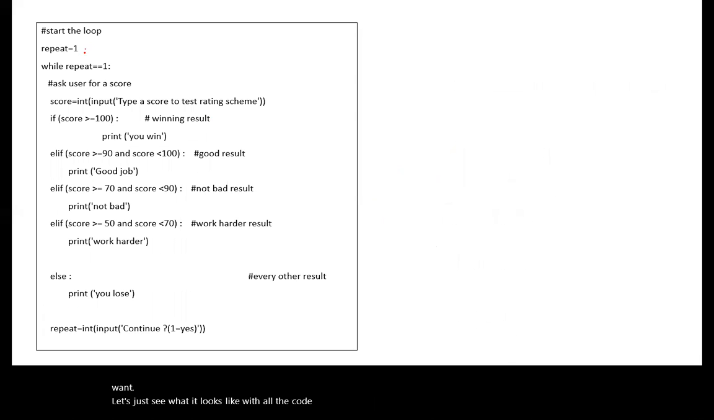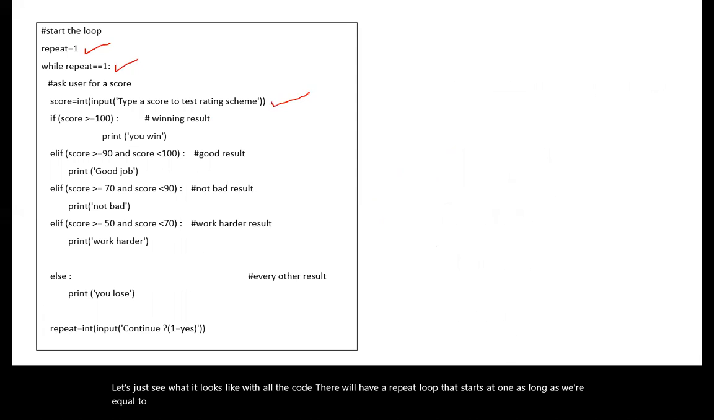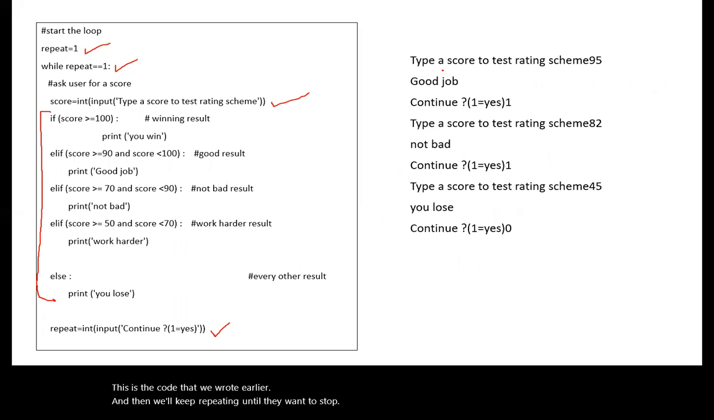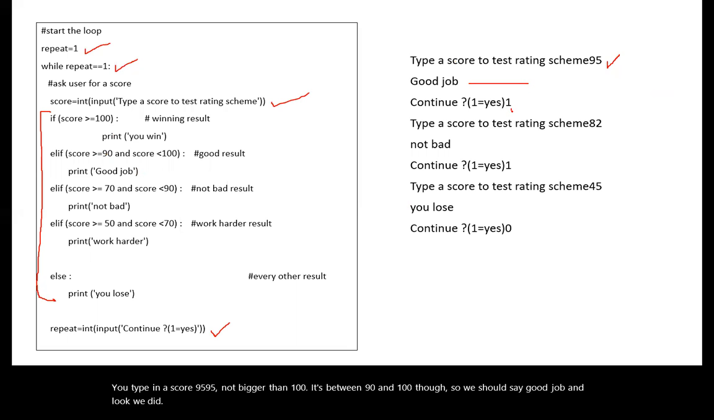Okay, let's just see what it looks like with all the code there. We'll have a repeat loop that starts at 1. As long as we're equal to 1, we'll just ask for a score to test this. This is the code that we wrote earlier, and then we'll keep repeating until they want to stop. So what does the code look like? You type in a score, 95. 95, not bigger than 100. Oh, it's between 90 and 100 though, so we should say good job. And look, we did. Let's continue.